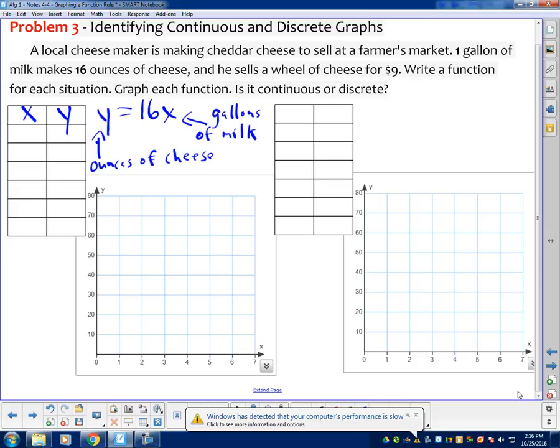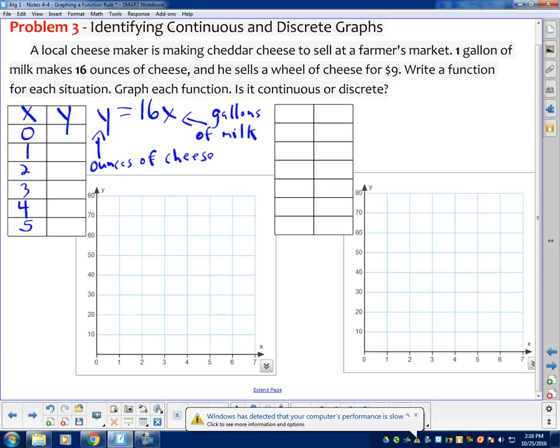You might be able to look down here and get an idea. Maybe start with 0, go to 1, 2, 3, 4, 5. Maybe that's good enough. What about negatives? No, we probably don't want to do negatives. Why not? Yeah, that'd be like negative gallons of milk.